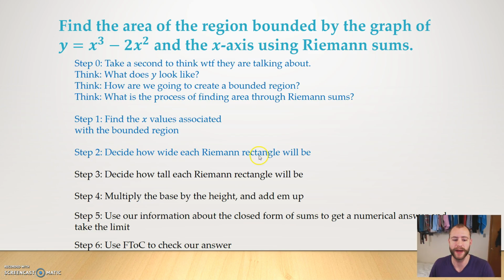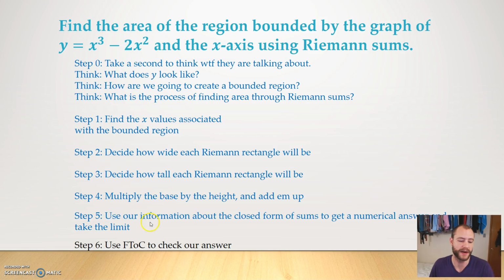Next, decide how wide each Riemann rectangle will be. So this is related to this third think thing. What is the process of finding area through Riemann sums? Well, we need to decide how wide the rectangles will be. We need to decide how tall the rectangles will be. And then we need to multiply the width by the height and add them up.